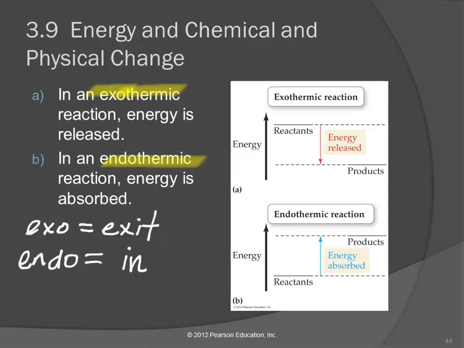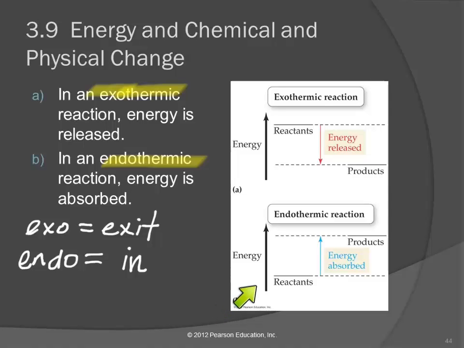So here we show a graph, and we show rising energy going up. In an exothermic reaction, the reactants start out with high energy, and after the reaction, the products are at low energy. Looking at the reactants, where has the energy gone? Did it come into them or did it leave? It left. Exothermic, the energy went out.